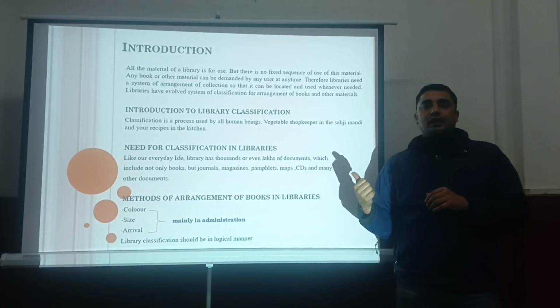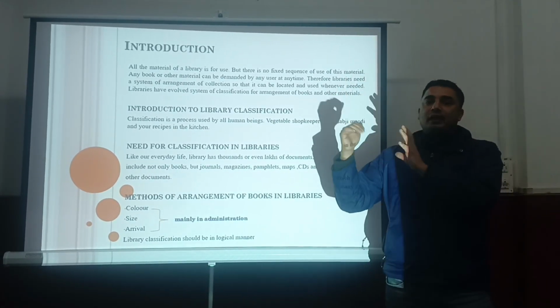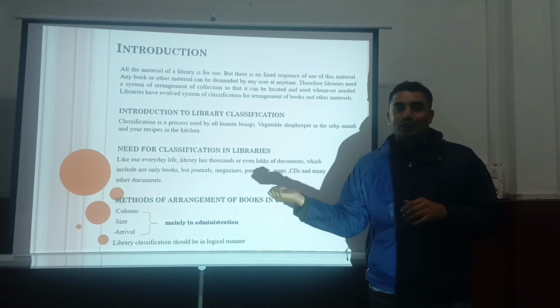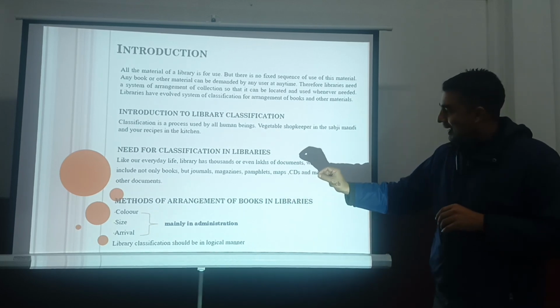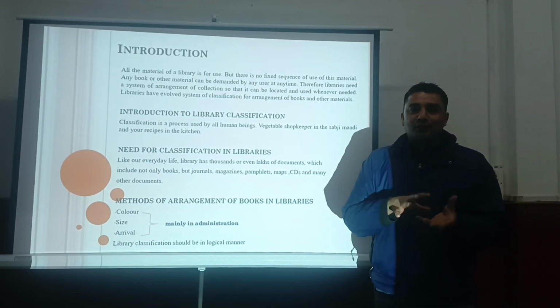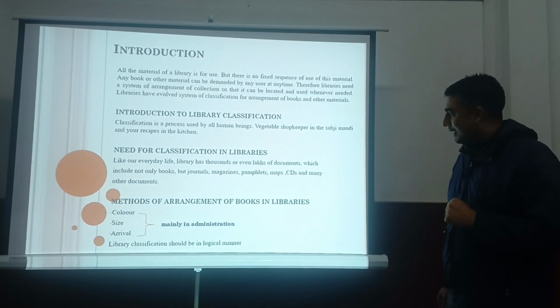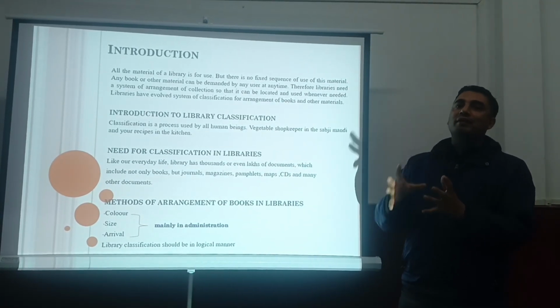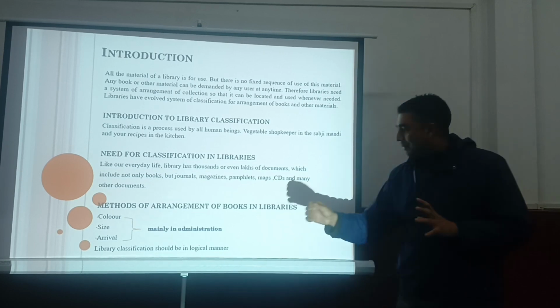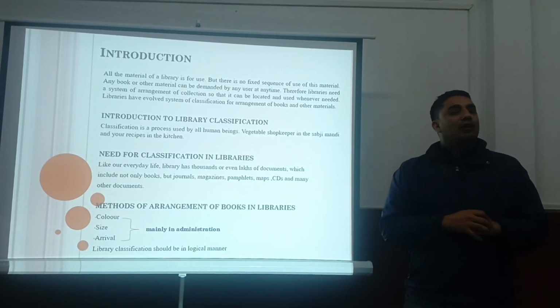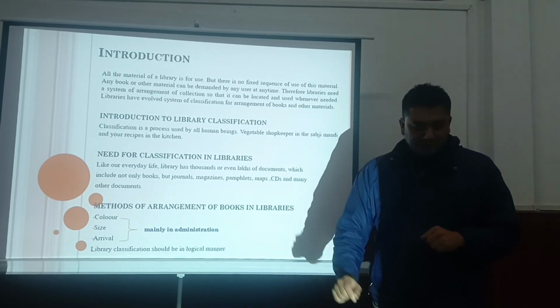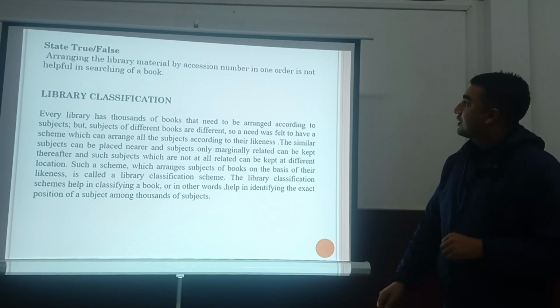Size of the book, small book and big book, previously it used to be so. In our own house we used to arrange like this, according to size, or maybe according to year of publication, etc. But mainly this is only for our local administration, or maybe for our own purpose. But library classification should be in a logical manner. Okay, library classification should be in a logical manner. For this, we need a system.